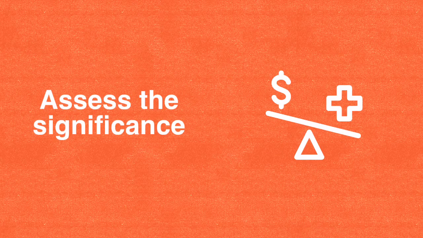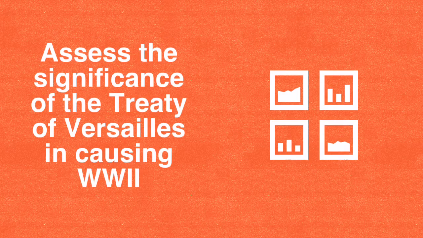So let's look at some ways assess questions are asked and what criteria you'd use to answer them. If a question asks you to assess the significance of something, you need to think about, well, how important was that thing? A specific example might be, assess the significance of the Treaty of Versailles in causing World War II. In order to answer this, you have to look at all of the causes and work out how important the Treaty of Versailles was when compared to the others.